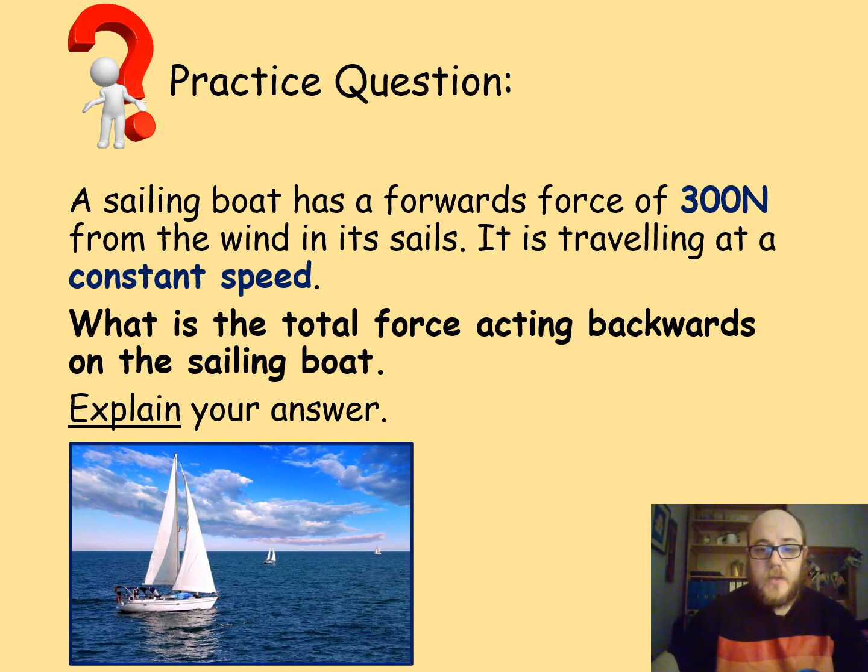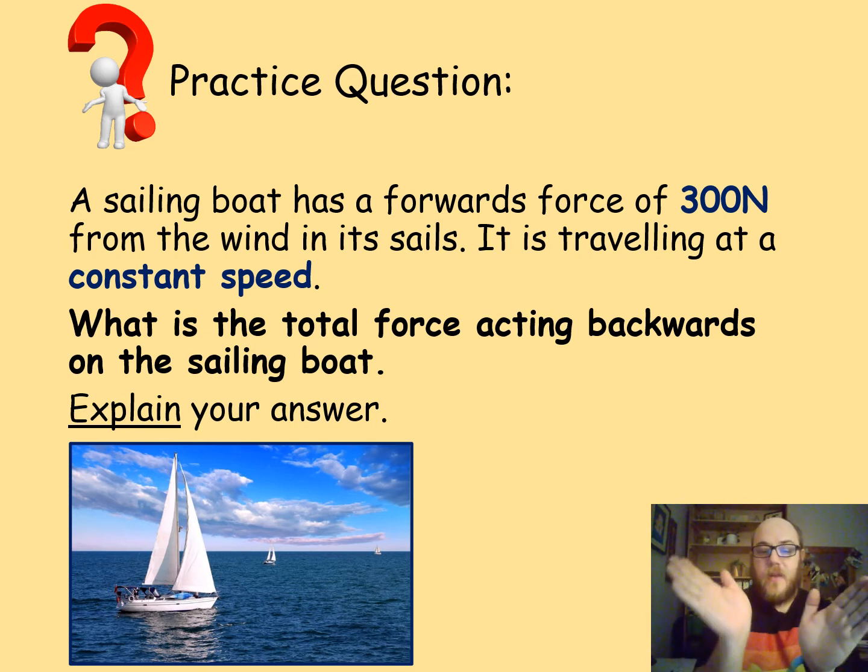All right, so hopefully you're able to understand that if the speed of the boat is constant, then the forces must be balanced. The force going forwards must equal the forces going backwards. Therefore, the total force acting backwards on the sailing boat from the water resistance is 300 newtons.